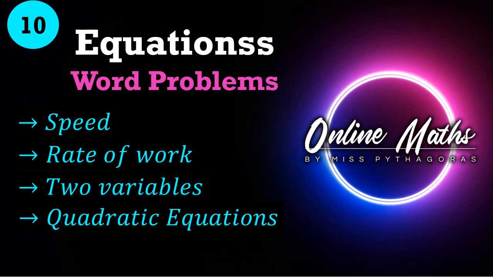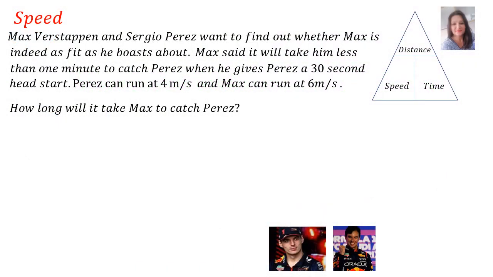Hello everybody, in this video I will discuss word problems based on speed, rate of work, two variables and quadratic equations. Let's look at speed. Remember, you've got your distance, speed, time triangle. That one you must know.